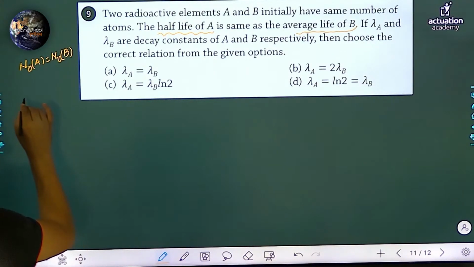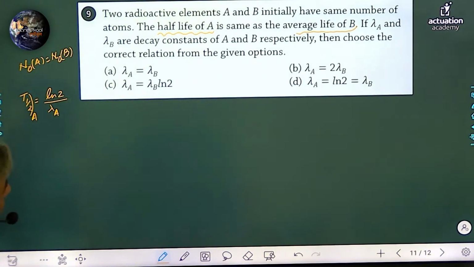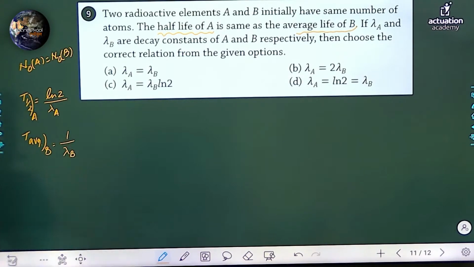We know half-life of a nuclei is written as natural log 2 over the decay rate of that nuclei, lambda. So for A, that is lambda A. And we know the average life, T average, of a nuclei, in this case let's say it's B, is simply 1 by the decay rate, 1 by lambda B. Then choose the correct relation from the given options.